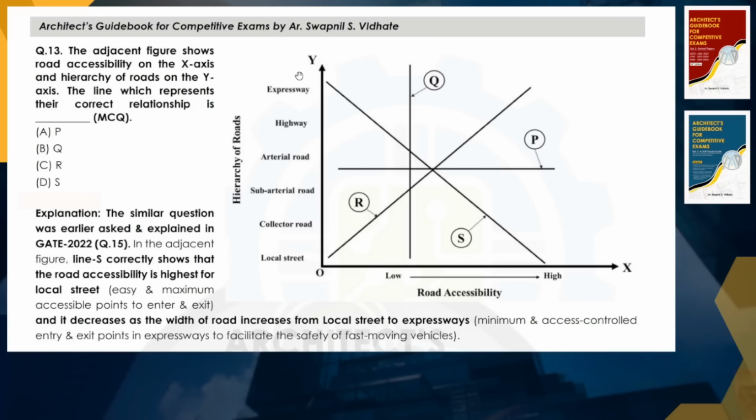So local street is having the maximum accessibility, and expressway is having the least accessibility. So here the option D was the correct one for this particular question 13. So similar question, as I said, was asked in GATE 2022 question 15. So if you have done the revision, or you have understood the concept from this particular previous year question paper of GATE 2022 at question 15, I think selecting option D for this particular question was not difficult one. So answer D is the correct one for this question 13.